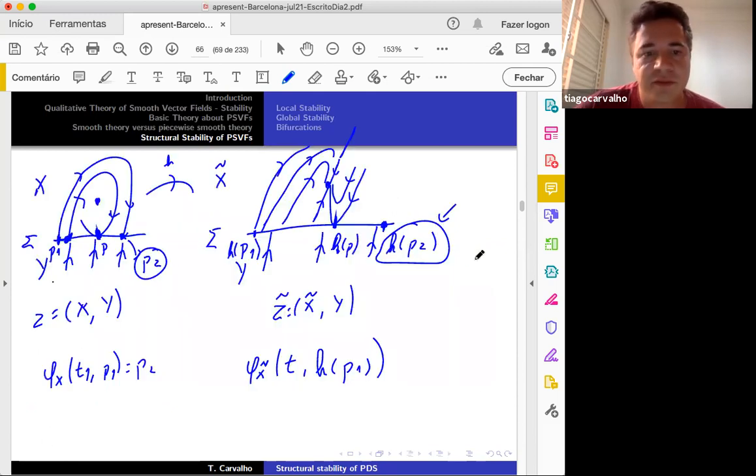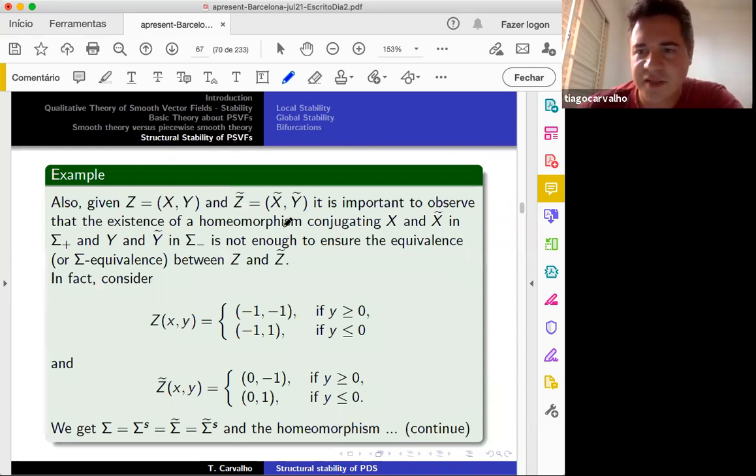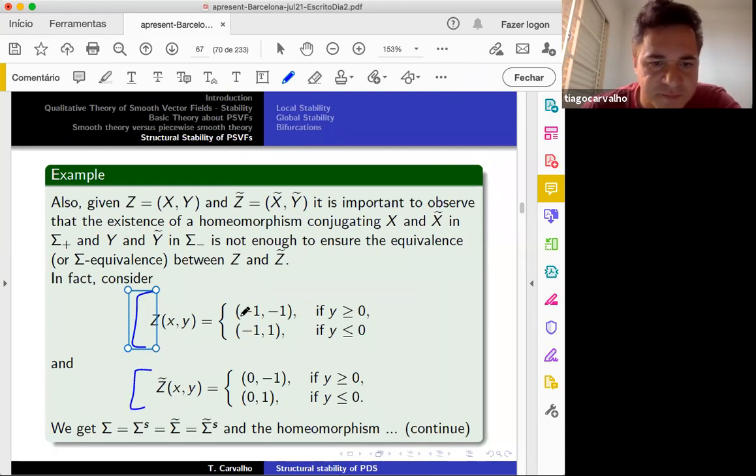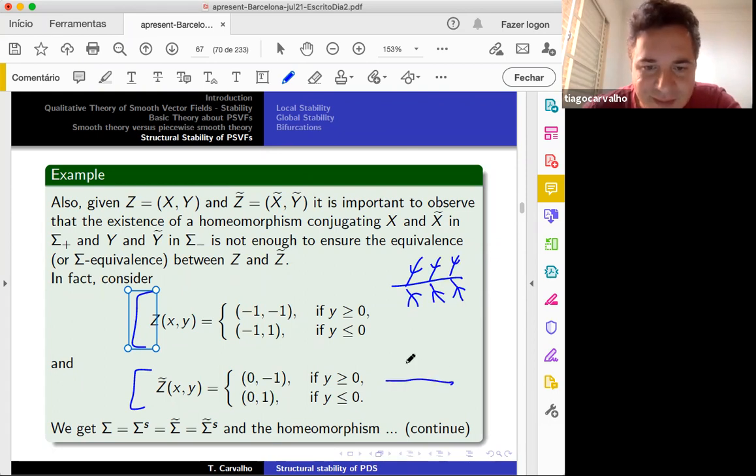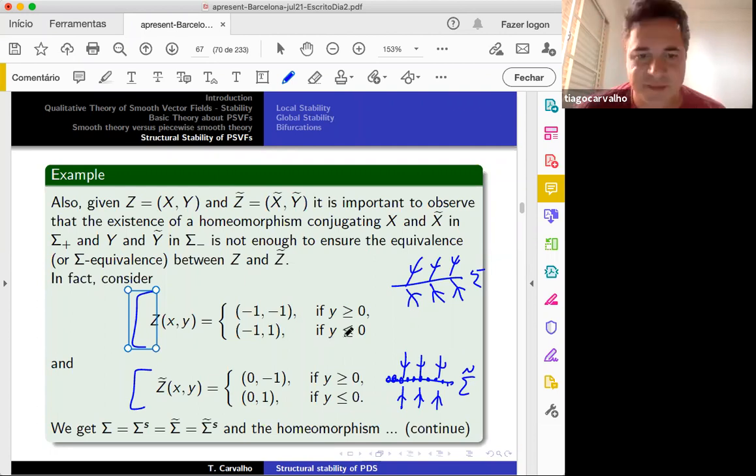Again, there is another example here, a kind of simple one. We have two other piecewise smooth vector fields. This one has its phase portrait, very simple, and this other one has its phase portrait. Note that in this last one, all points here at sigma are pseudo-equilibria. There is a continuum of pseudo-equilibria at sigma tilde, which coincides with sigma, the x-axis.